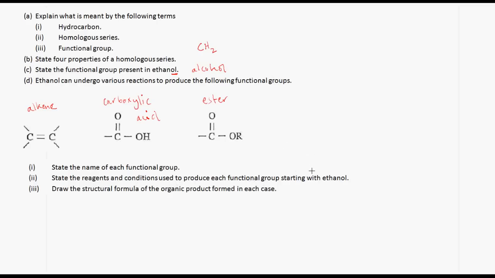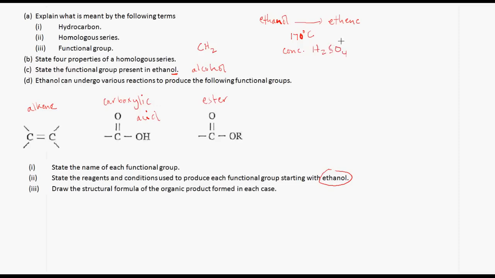State the reagents and conditions used to produce each functional group, starting with ethanol. So we are starting with an alcohol, and we want to get an alkene. So if we go from ethanol to an alkene, the alkene in this case will be ethene, and the reaction conditions for this is we have to heat with concentrated sulfuric acid at a temperature of 170 degrees C. So it's 170 degrees C, and it's conc H2SO4.